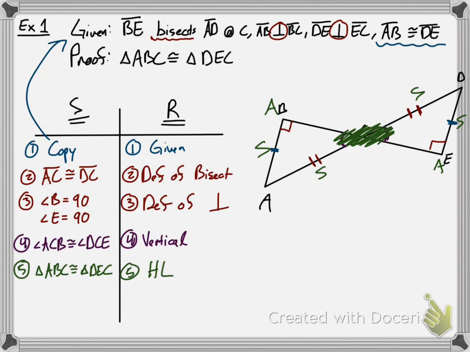So for this proof, we really could eliminate the fourth step. We do not need the vertical angles. We did not use that in our HL. But you could leave that in your proof if you would like. It's just extra information we did not use.